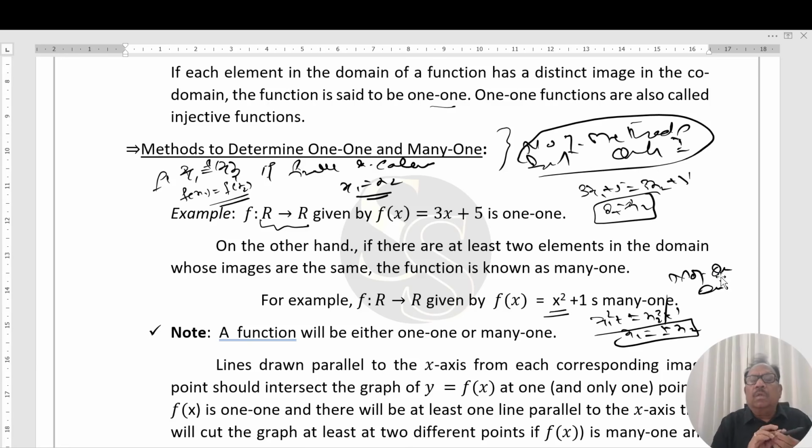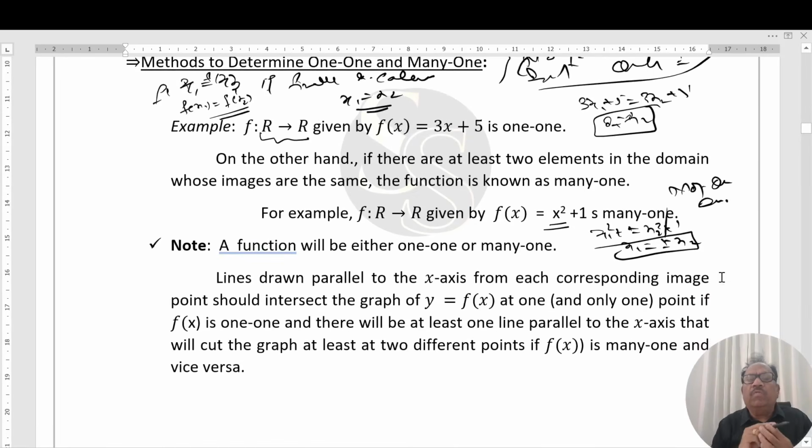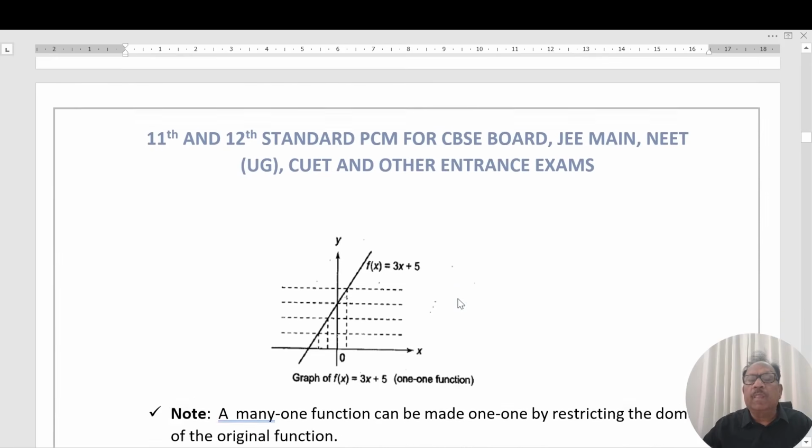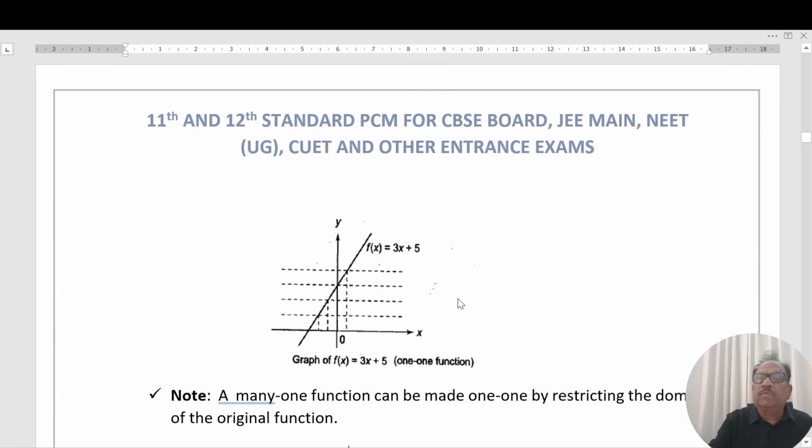Now, as given in the note, a function will be either one-one or many-one. Another method: lines drawn parallel to the x-axis from each corresponding image point should intersect the graph y equals f(x) at one and only one point. Now let's take an example. This is the graph of 3x plus 5.